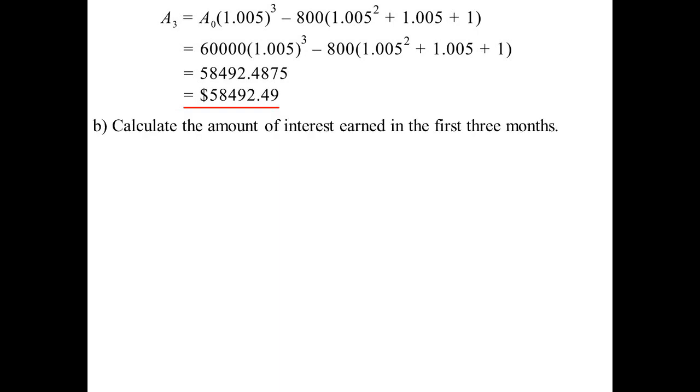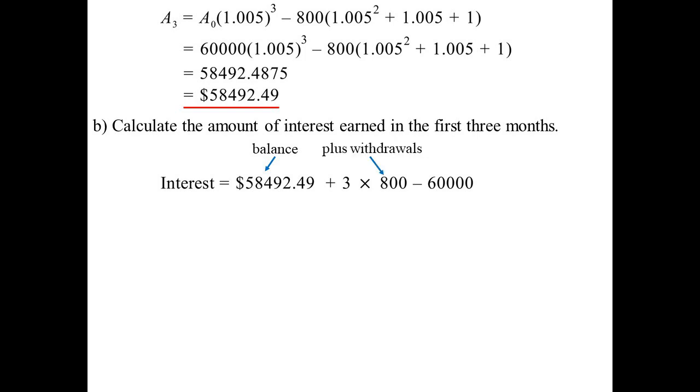$58,492. Calculate the amount of interest. Well, interest: 58,492.49 plus 3 times the repayments, so the amount owing plus the repayments we've made, minus 60,000, which was how much we borrowed. There we go. $892.49.